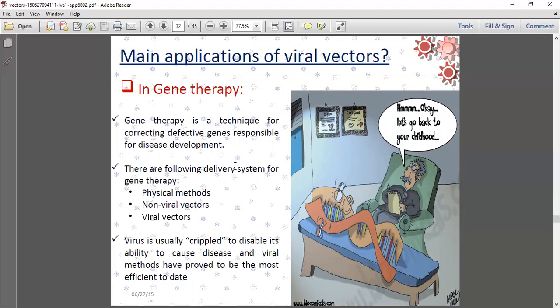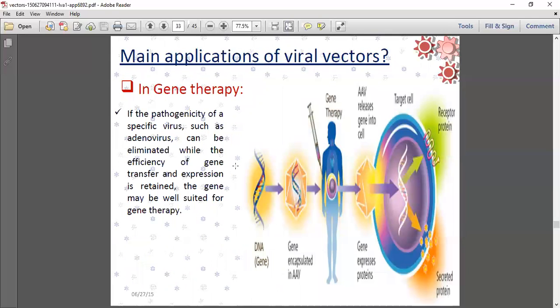So the virus is usually crippled to disable its ability to cause disease. Viral methods have proved to be the most efficient to date in curing the problem, particularly in gene therapy. If the pathogenicity of a specific virus such as adenovirus can be eliminated while the efficiency of gene transfer and expression is retained, the virus may be well suited for gene therapy.